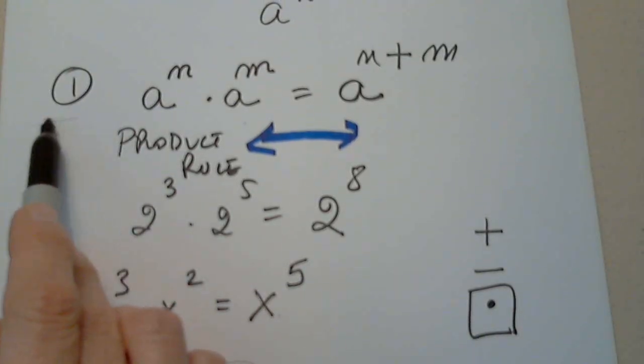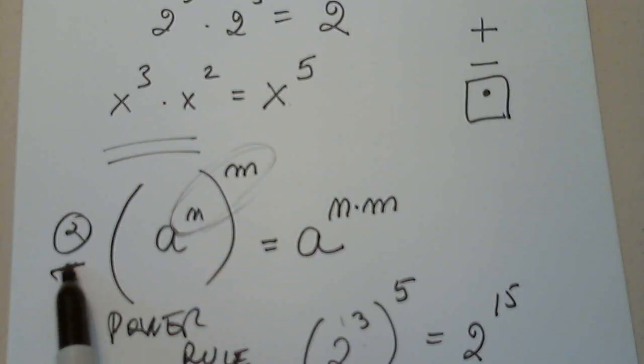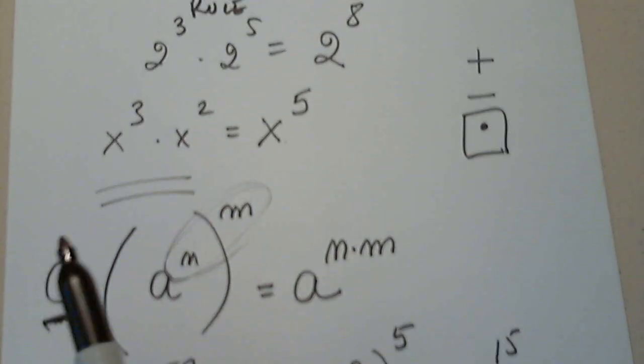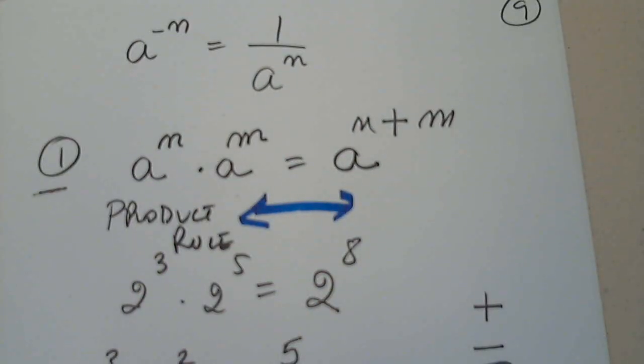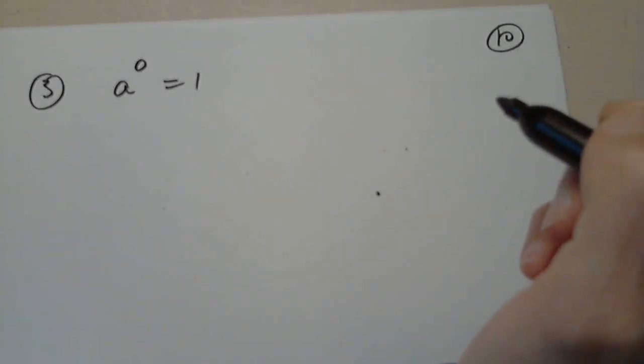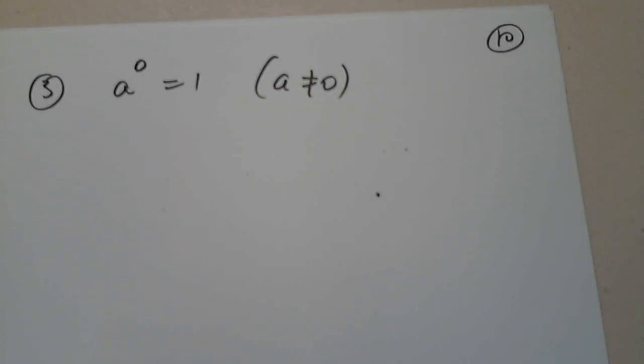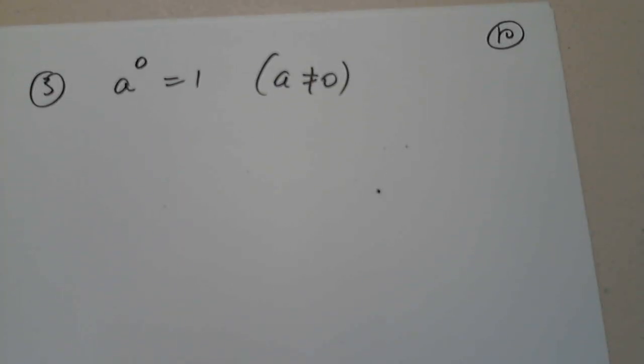So for now, we looked at the product rule and we looked at the power rule. We also know this rule, and we also know this rule. Rule number 3, a to 0 is 1 as long as a is not 0. So these are the rules that we discussed a long time ago.